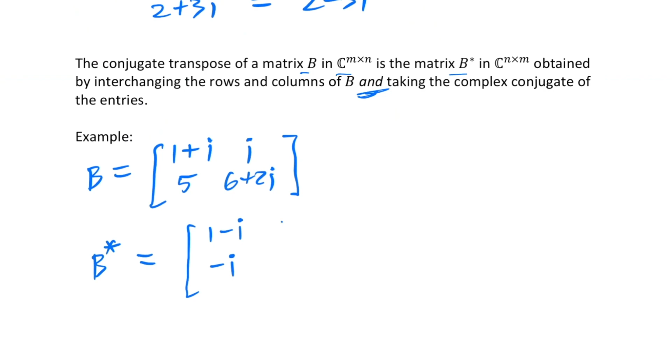The conjugate of 5 is just 5, because you think of 5 as 5 plus or minus 0i, it's not going to change. And then 6 minus 2i. And that would be the conjugate transpose. So this is pretty easy stuff here. So we're just doing this for the sake of completeness.